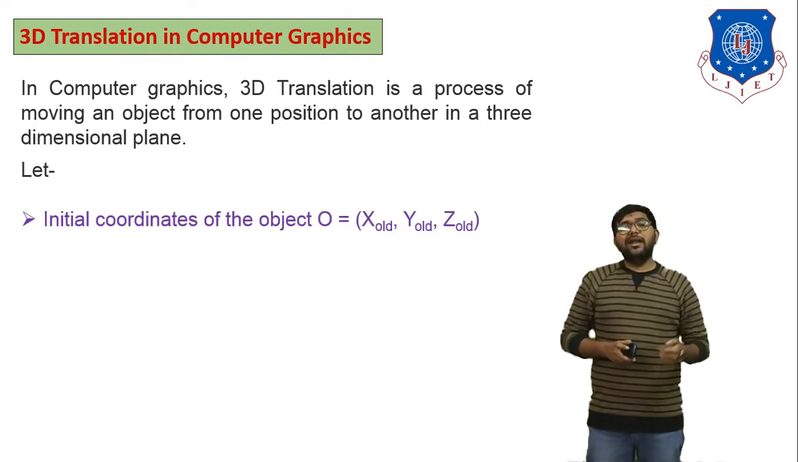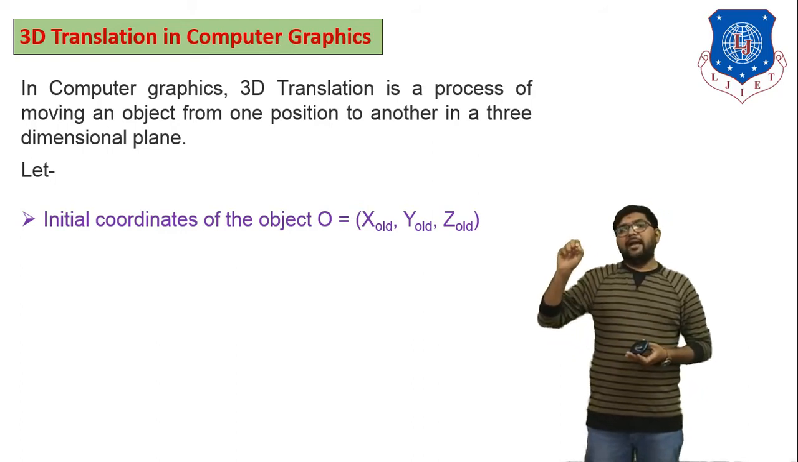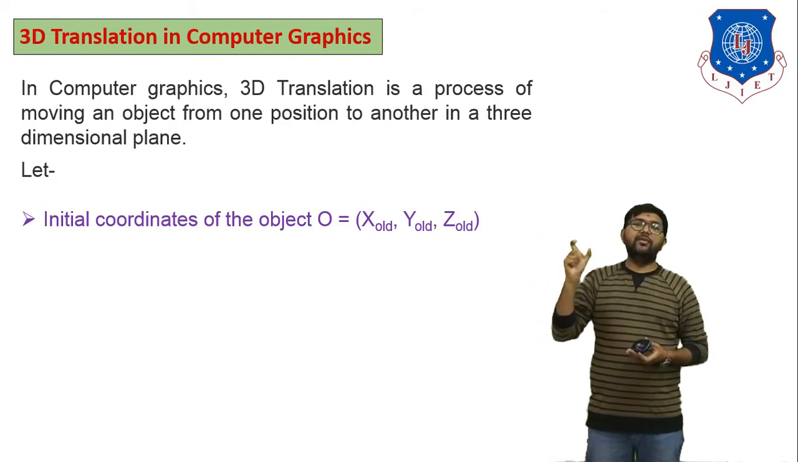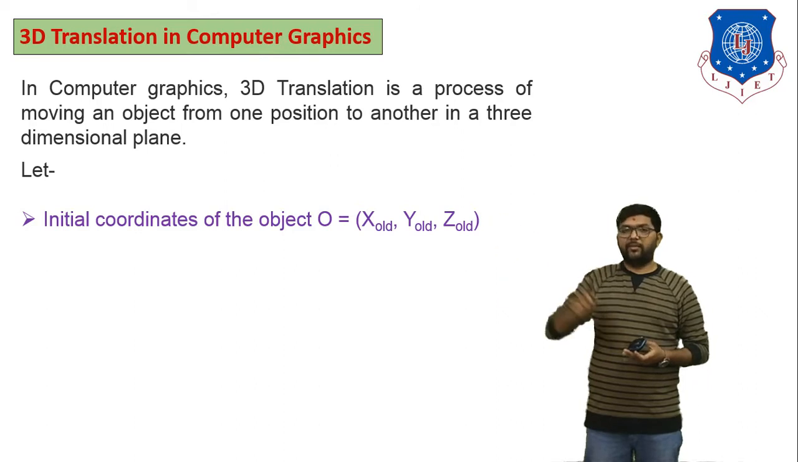Let's consider the initial coordinates of object O, that is x old, y old, z old. We consider one point and a new point, and derive the relationship between the old point and the new point. First we consider the coordinates of the initial point, that is x old, y old, and z old. After that we give some translation to that point.